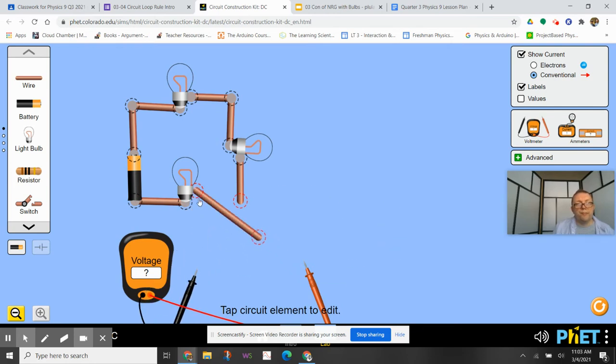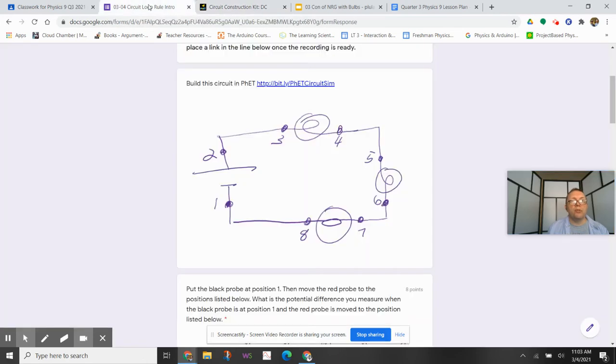There we go. So that's the same idea. We have three bulbs. We're looking at conventional current, and we'll go through and see what we've got here.